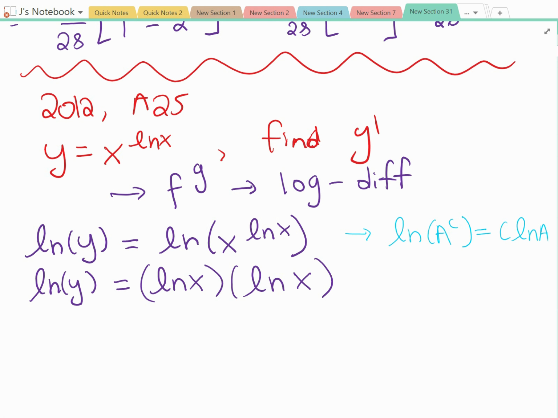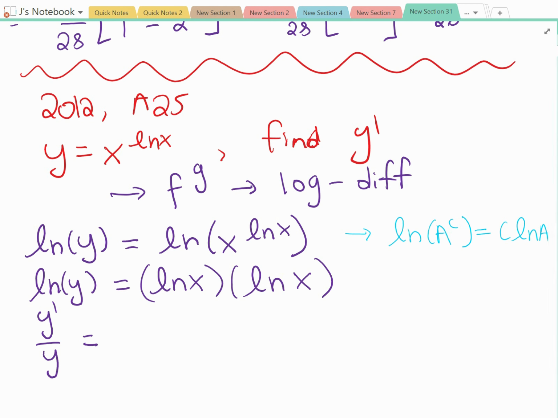You have the product rule. It's okay to do it that way. Or you can differentiate both sides right now using implicit differentiation on the left and the product rule on the right. So I'll do it that way. The derivative of the log of a function is 1 divided by the function multiplied by the derivative of the function. So that's going to be y prime over y. Stealth chain rule. Y is a function of x.